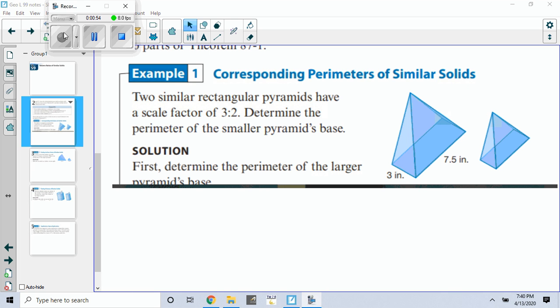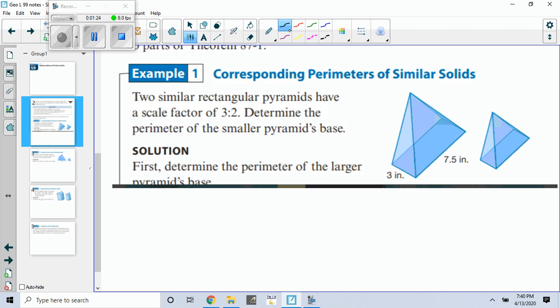Okay, so with that, for example 1, we're just going to talk about the perimeter of similar solids. It says you have two rectangular pyramids that have a scale factor of 3 to 2. Determine the perimeter of the smaller pyramid's base. So what you're going to do is set up that 3 to 2 ratio.